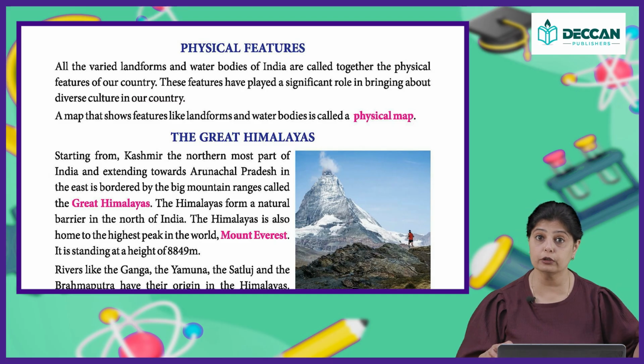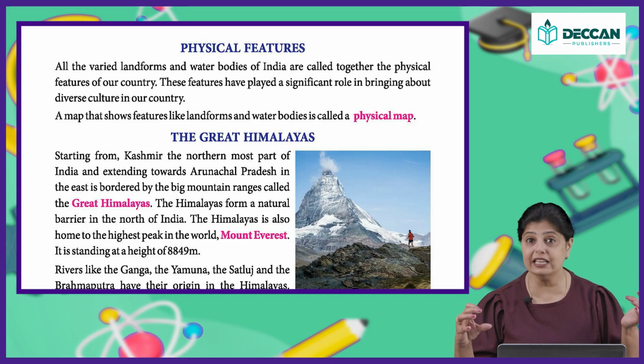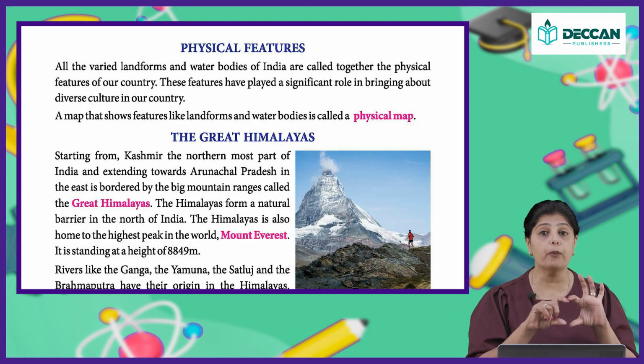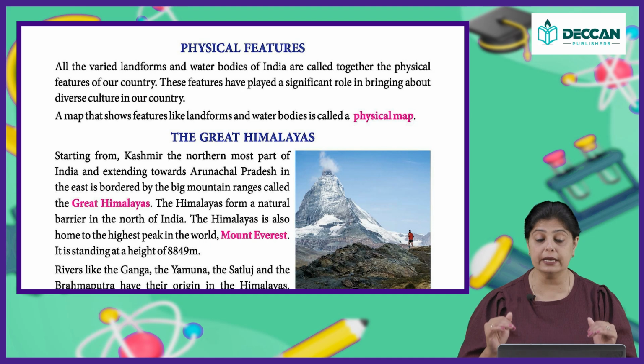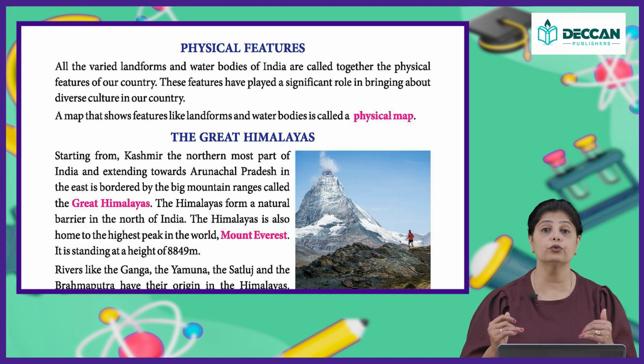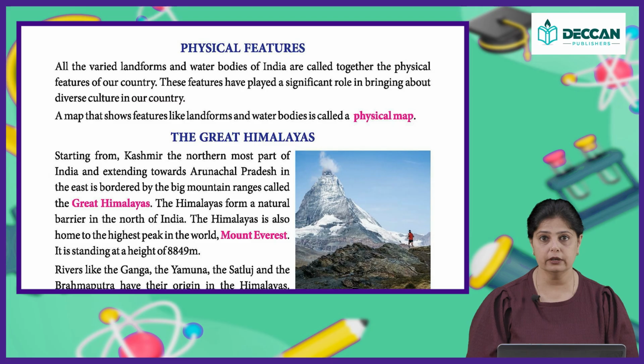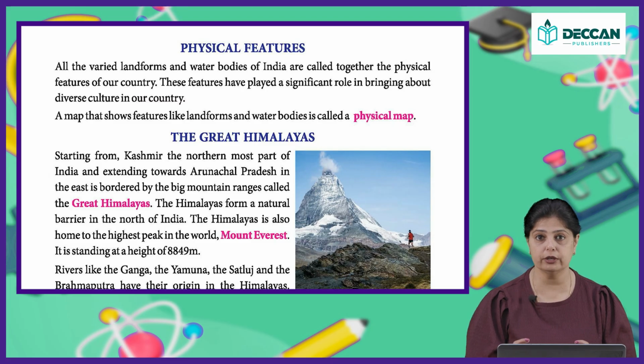That means you are starting from the north, you are moving towards the east of India, Arunachal Pradesh in the east. It is all bordered by a big mountain range. This mountain range is known as the Great Himalayas. The Himalayas form a natural barrier in the north of India. They protect our country naturally.